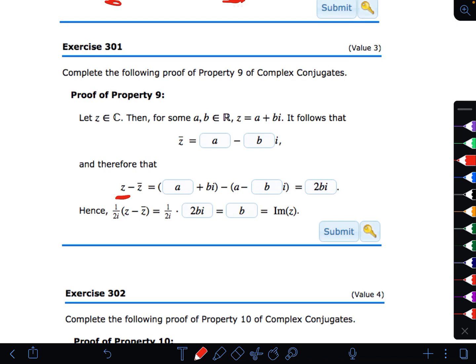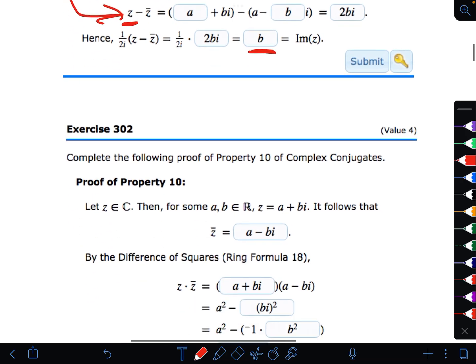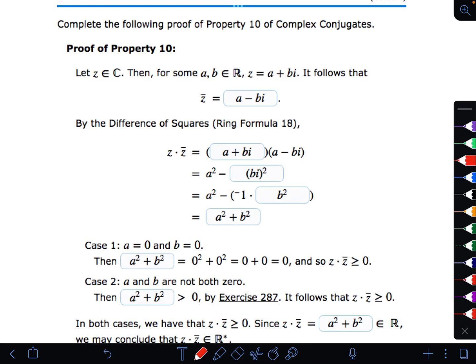When you take a complex number, just shorthand here, they're representing it with z instead of writing out the a plus bi right here, okay? But a plus bi minus a minus bi, or z minus z bar, is going to give you 2bi, and instead of taking 1/2 of that, we're going to take 1 over 2i, and that's going to leave us with just the imaginary portion of z, which is represented by the b, the coefficient that you multiply i by. And 302 is something I alluded to yesterday.